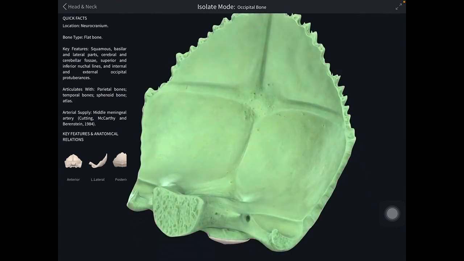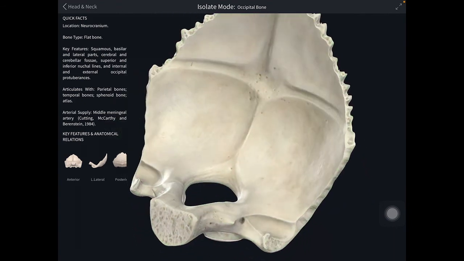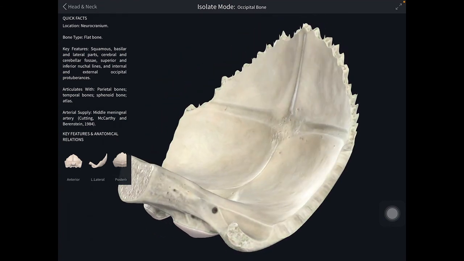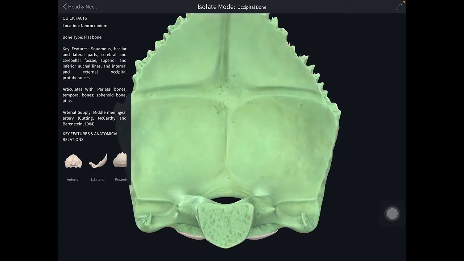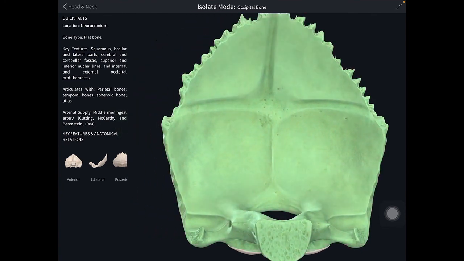Now the infralateral borders. This is the infralateral border, or the mastoid border. Each border extends from the lateral angle to the jugular process and is serrated for articulation with the posterior border of the mastoid part of the corresponding temporal bone.